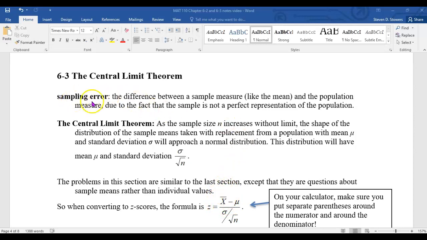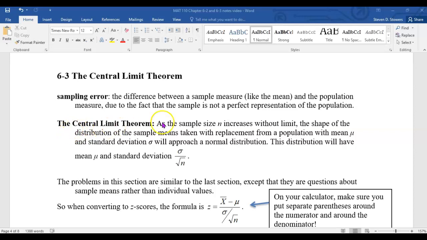And then sampling error refers to the difference between something you calculated from your sample and what you would calculate if you were using the whole population. So in this sense, the word error doesn't mean that somebody made a mistake. It refers to how far off you are when you're trying to estimate something or compare something to something else.